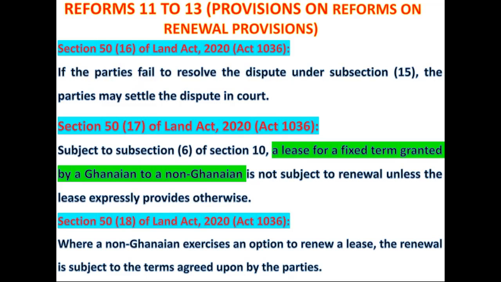So let us say that the agreement between a Ghanaian and a foreigner has a renewal clause. That one, it will apply. But if there's no renewal clause, then there's no renewal clause. You cannot force the person to renew for you. So look at section 50, subsection 18. It says that where a non-Ghanaian exercises an option to renew a lease, the renewal is subject to the terms agreed upon by the parties.